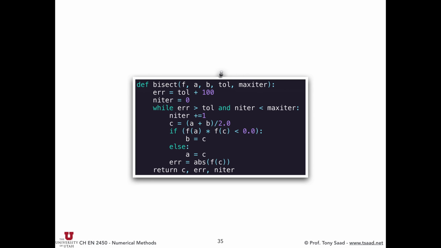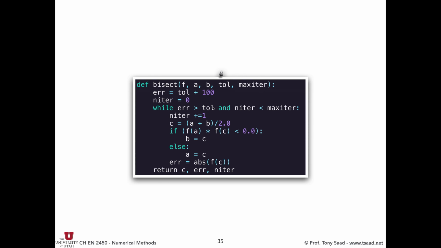And I'm showing you here a pseudocode, or actually a Python code that implements the bisection method. As you can see, it's called bisect, and def bisect takes f, any Python function f, such that f is f of x, and a and b, these are the brackets of the root, a tolerance, and the maximum number of iterations. We start by defining a very large error, so I take the tolerance, add 100 to it, starting with a counter for the number of iterations equal to 0.